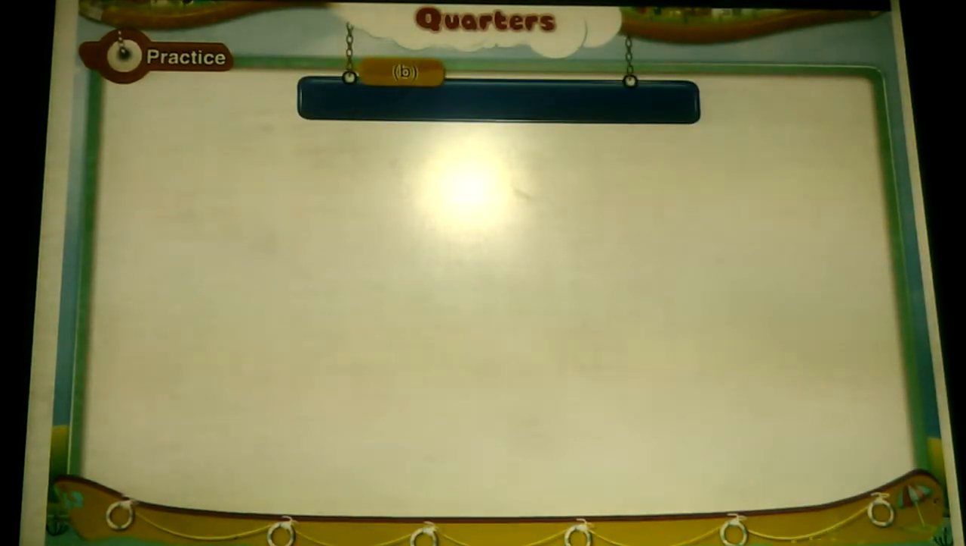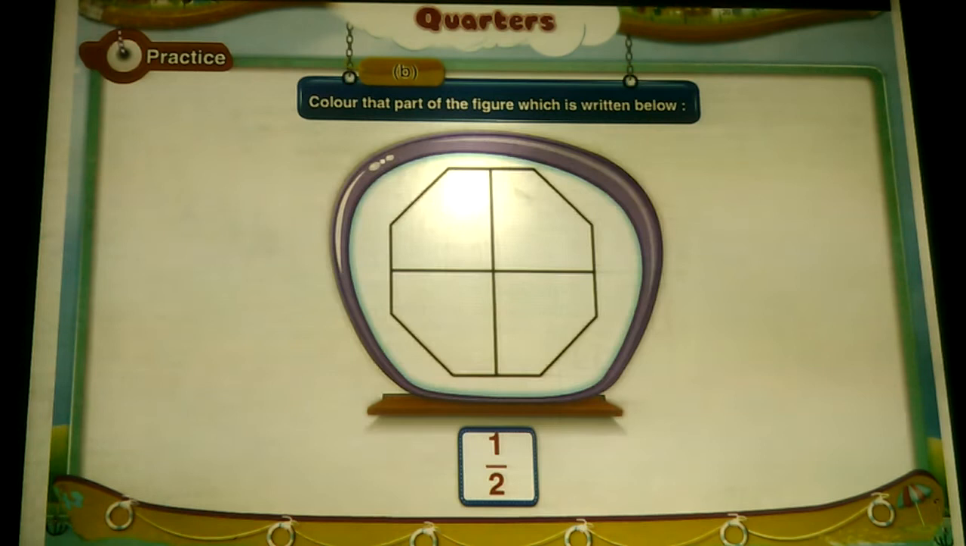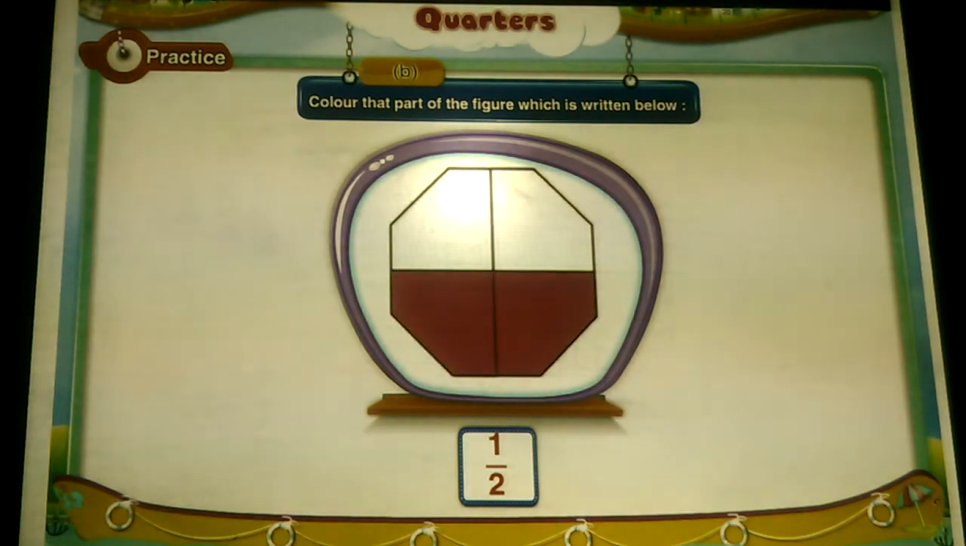B. Color that part of the figure which is written below. 1. Color half part. The figure given here is divided into 4 parts. We have to color half part. Half of 4 is 2. So, color 2 parts like this.